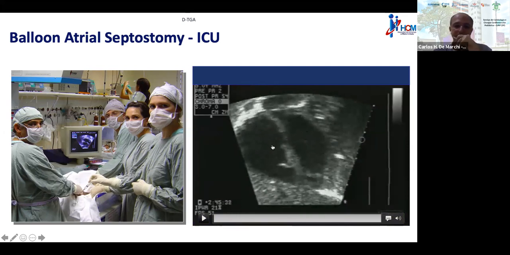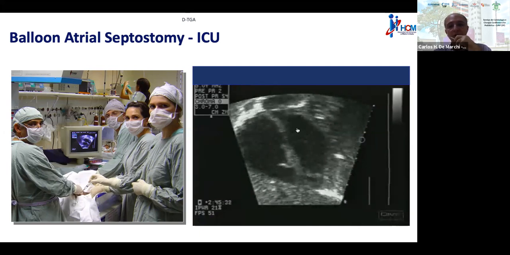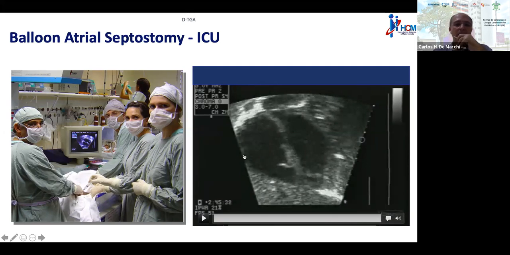This procedure, this pullback, can be repeated as many times as you need to achieve this result. With echo guidance, you see where the catheter is, where the balloon is, and avoid the complications: lesions, troubles with the mitral valve, with the tricuspid valve, rupture of the pulmonary veins. The echo guidance is important to avoid these kinds of complications with the procedure.